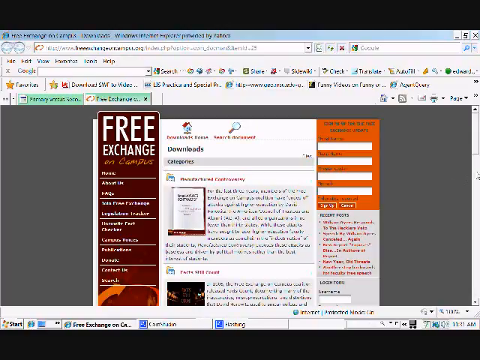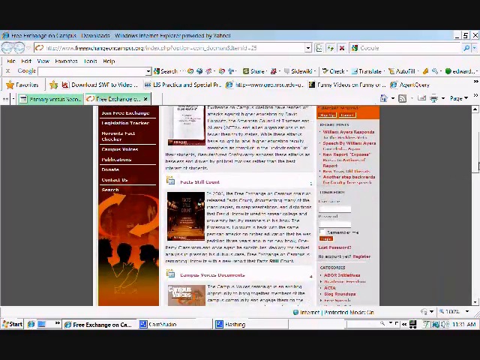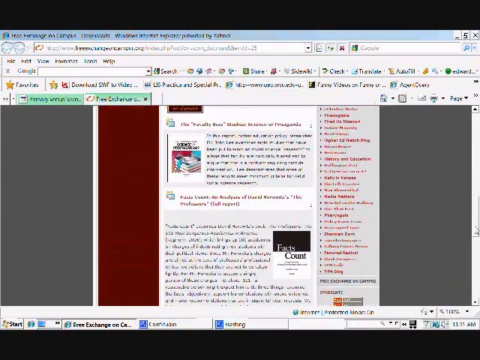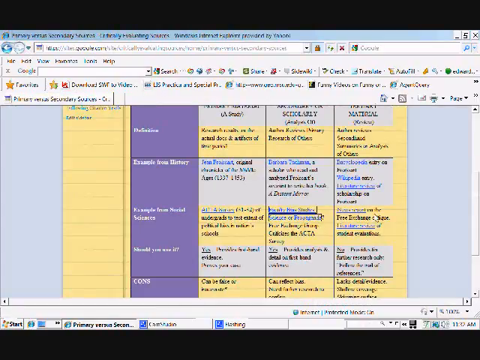This is the Free Exchange on Campus. And their report is called The Faculty Bias Study: Science or Propaganda. In this report, higher education policy researcher Dr. John Lee examines 8 studies that have been put forward as social science research to allege that faculty are politically biased. Lee demonstrates that none of these reports meet minimum criteria for valid social science research. So that would be an example of a secondary or scholarly work.